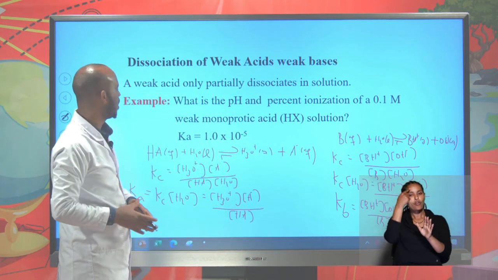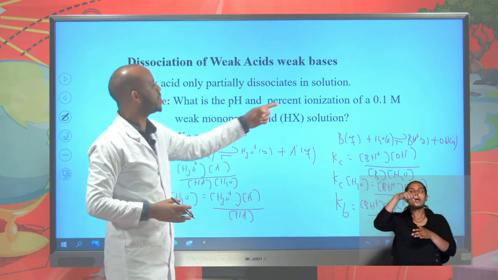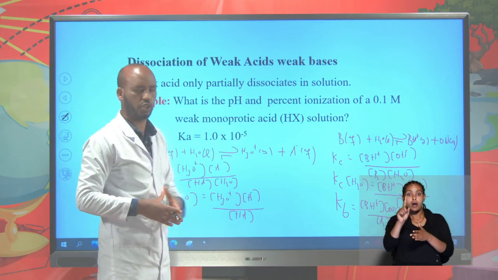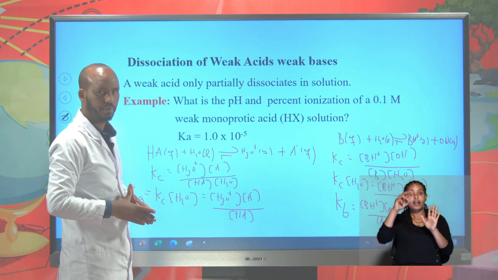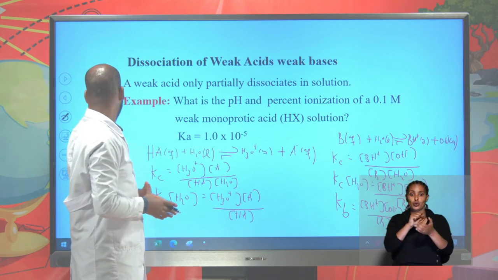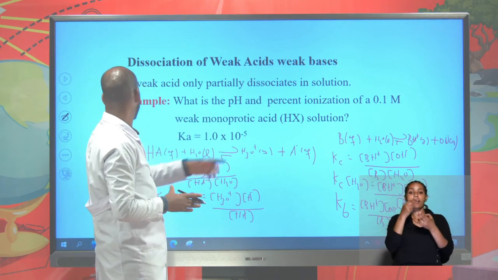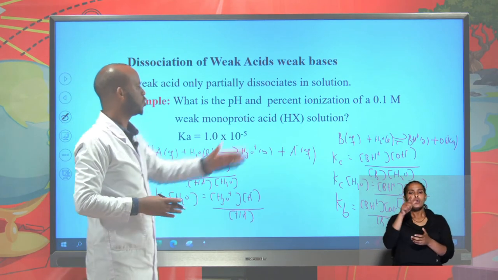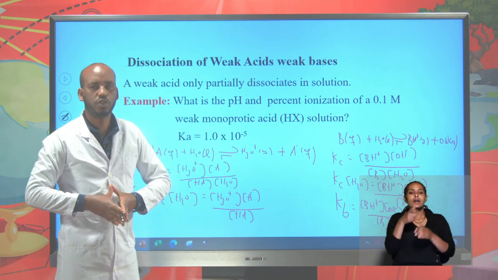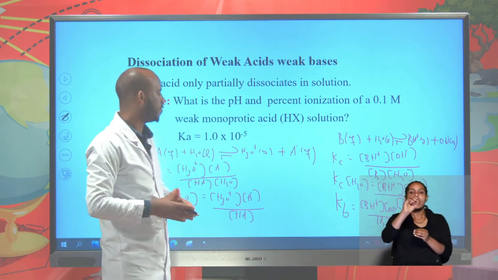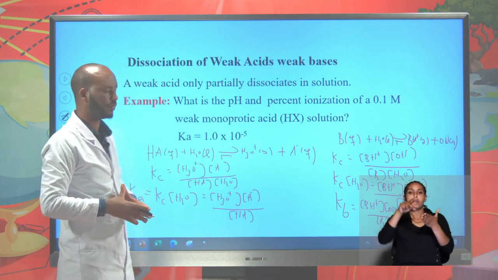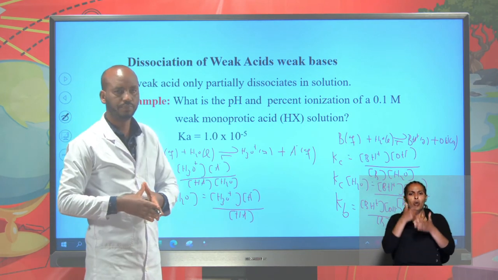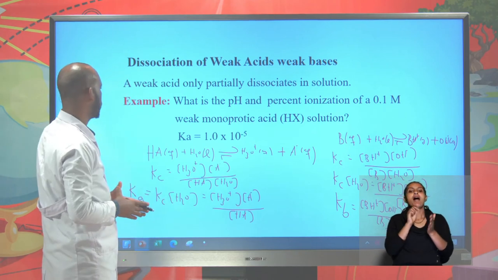For example, what is the pH and percent ionization of a 0.1 molar weak monoprotic acid HX solution? The dissociation constant of this acid is 1 times 10 raised to minus 5. You are asked to calculate the percent ionization and pH of this solution. What do you do? The weak acid is HX.